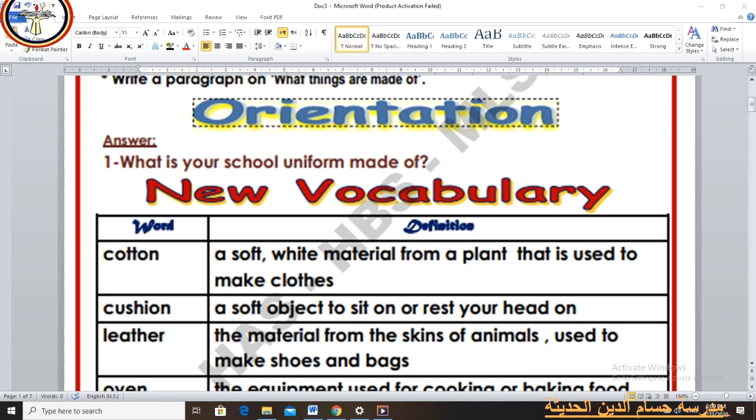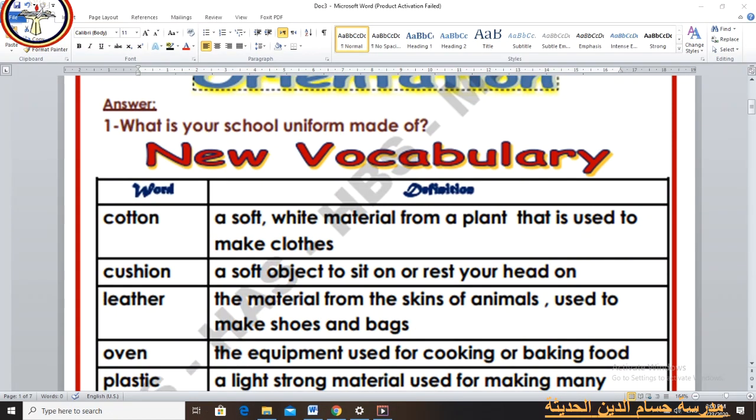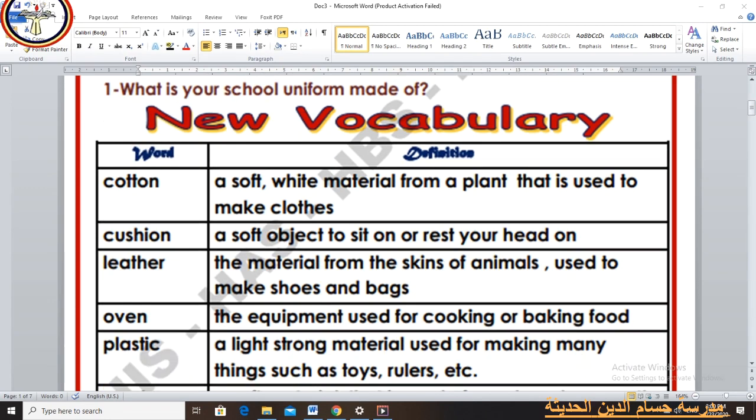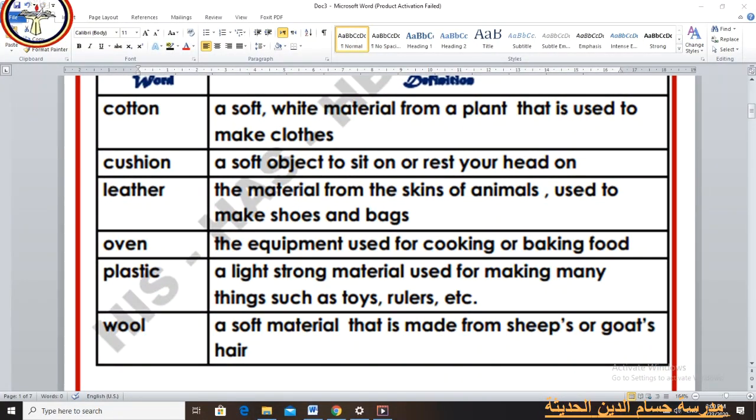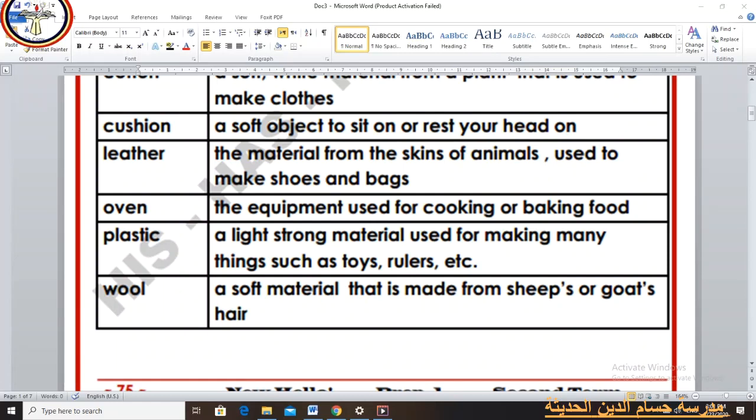What are our definitions? The word cotton. It is a soft white material from a plant that is used to make clothes. Cushion. It's a soft object to sit on or rest your head on. Leather. The material from the skins of animals used to make shoes and bags. Oven. It is the equipment used for cooking or baking food. Plastic. It's a light, strong material used for making many things such as toys, rulers, etc. Wool. It's a soft material that is made from sheep's or goat's hair.